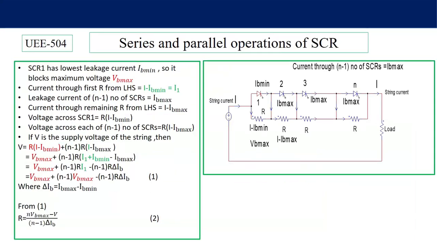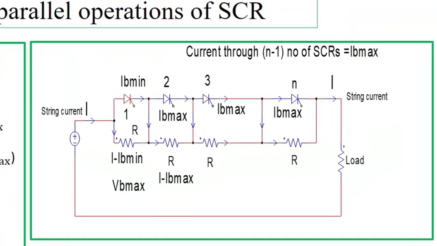A DC voltage is connected across n number of SCRs: SCR number 1, 2, 3 up to n number of SCRs. Out of these, the SCR which is blocking maximum voltage is considered as SCR number 1, and the other SCRs are considered to share almost equal voltage, less than the maximum voltage.